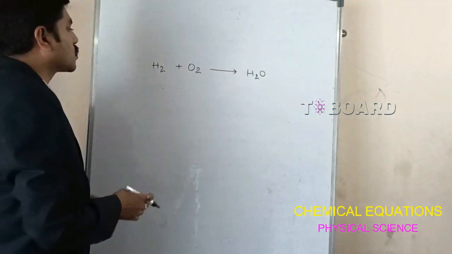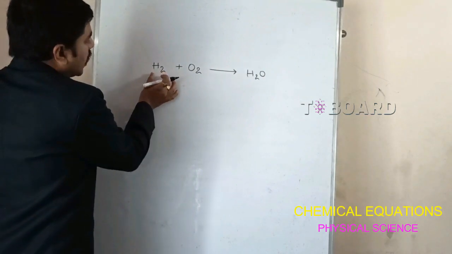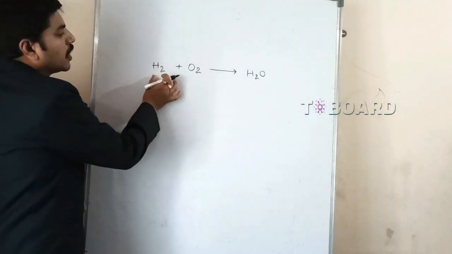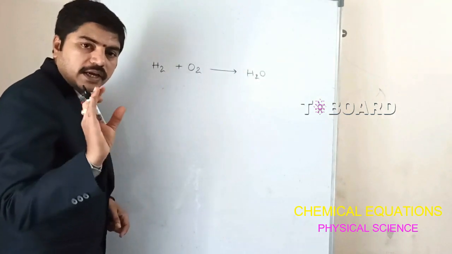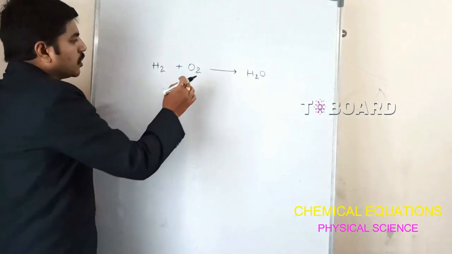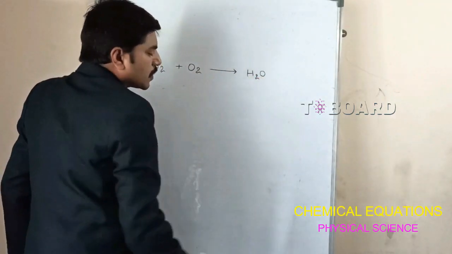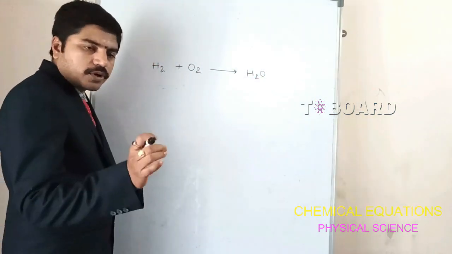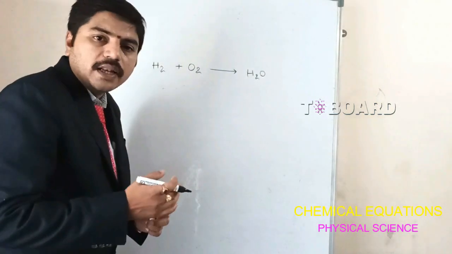This is called a skeleton equation. Just observe: there are 2 hydrogens on the left side, and on the right side also 2 hydrogens. So it is balanced for hydrogen only. The next one we will check is oxygen. There are 2 oxygens on the left, but on the right side, in the product, we don't have 2 oxygens. Now, how do we balance it?